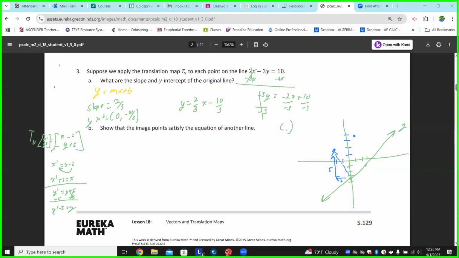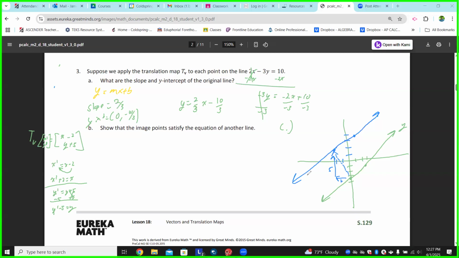Super hard to draw a line. So now you can see that I took this entire line and I shifted it left 2 and up 5. So that's the geometric approach. What we're doing here is the algebraic approach to produce a new equation.